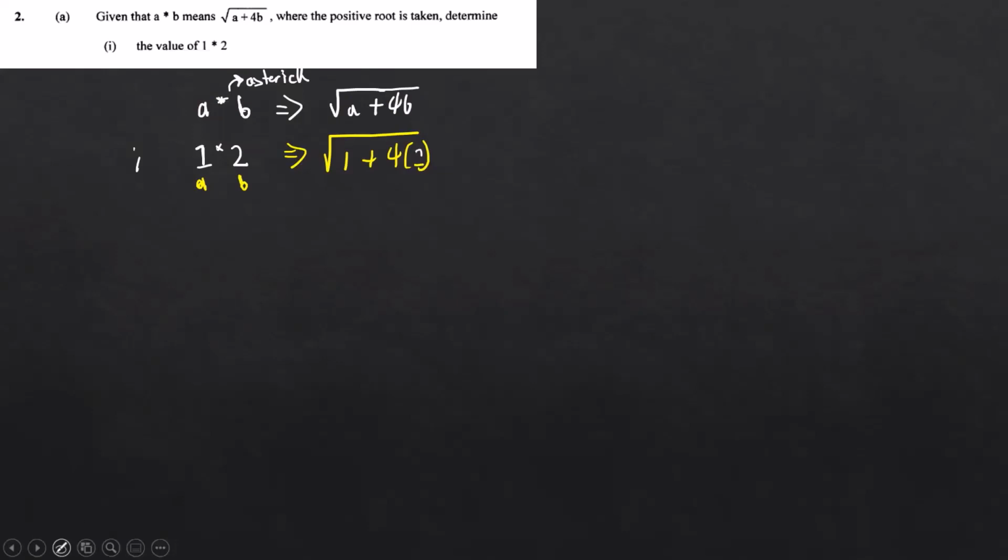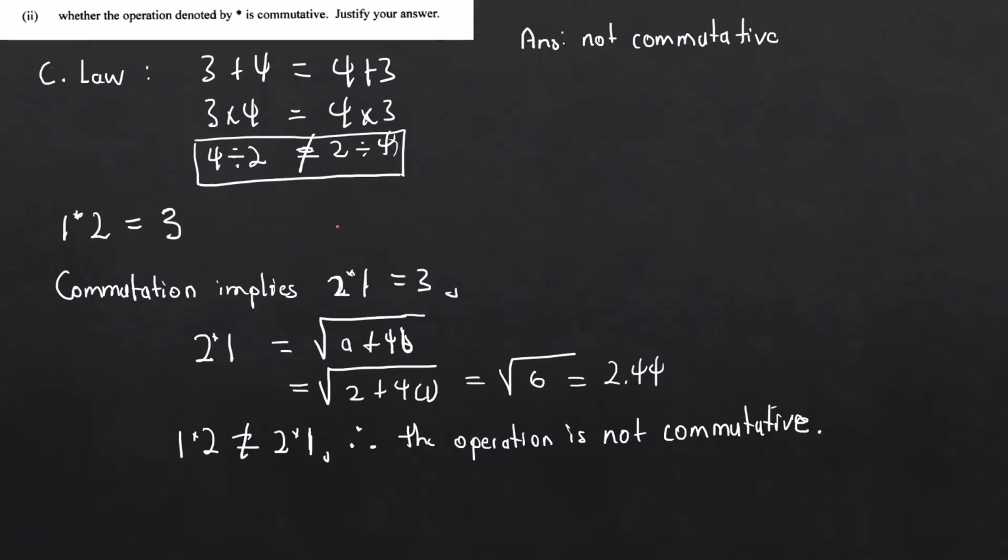Now, we're under a square root, so let's solve the stuff under the square root. So 1 plus 4 times 2. So 4 times 2 is 8. So 1 plus 8. 1 plus 8 is 9. So the square root of 9. And the square root of 9 is 3. Good. Any questions or queries here? No, sir. All right.